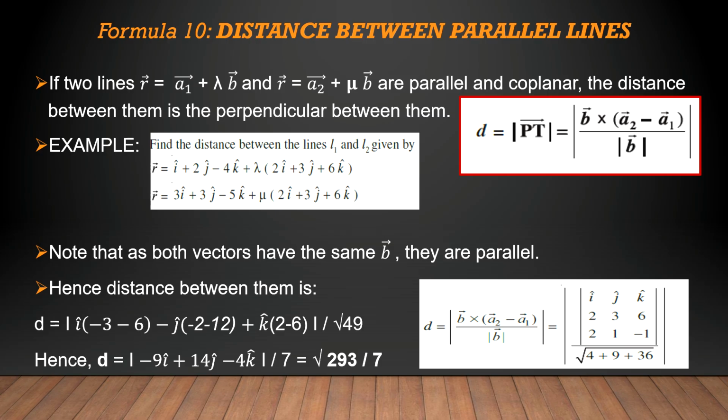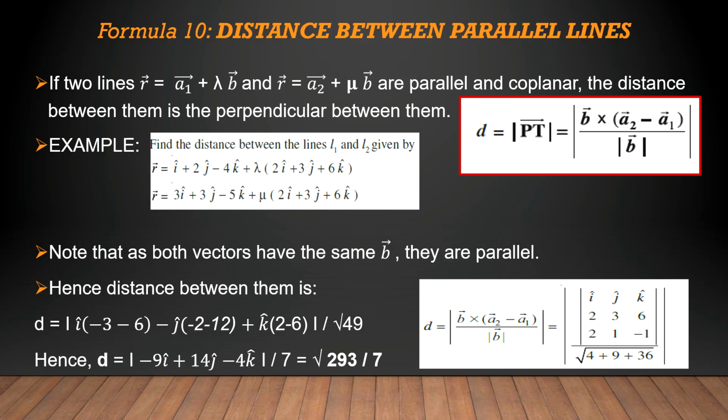See, two lines are given in this example, and you can note that the vector B, the parallel vector, is the same, 2i plus 3j plus 6k, because the lines are parallel. Now by the formula, first of all, you need to evaluate the determinant for the numerator. So for the determinant, you have i j k. The second row is for B. B cross A2 minus A1 means the second row is for vector B, which is 2, 3, 6 coordinates. Now A2 minus A1 means 3 minus 1, which is 2, 3 minus 2, which is 1, and minus 5 minus minus 4, that is equal to minus 1.